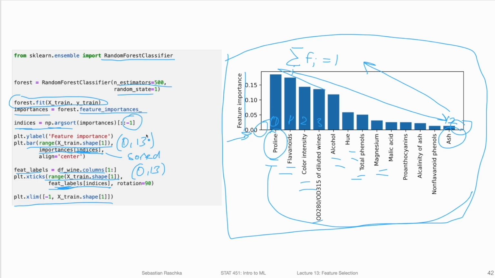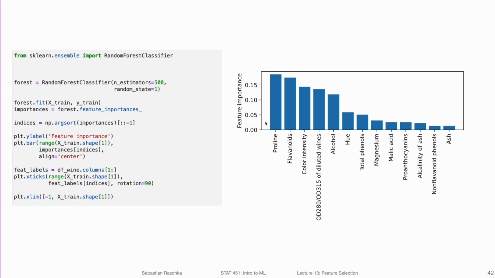And now by just looking at this plot, let me maybe clear the screen here. By looking at this plot, what we can see is that proline is most important and ash is least important. And I will show you now how this is computed. And then I will also show you some caveats when interpreting this.